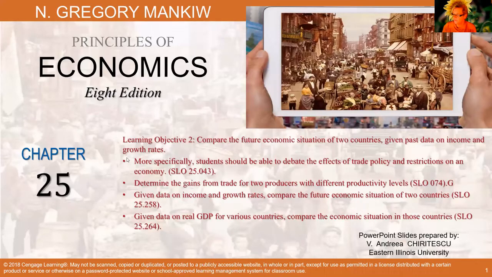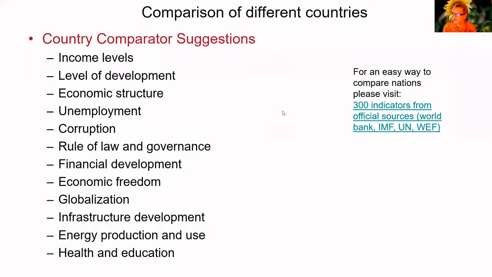There we are. Okay. So in this particular video, we're going to look at the future economic situations of different countries and some of the things that play a role in productivity. So when we compare different countries' productivity, there's lots of different things that we look at. And we're going to talk about some of these in later objectives, but obviously income levels would be one. As well as things like corruption and things like health and education.